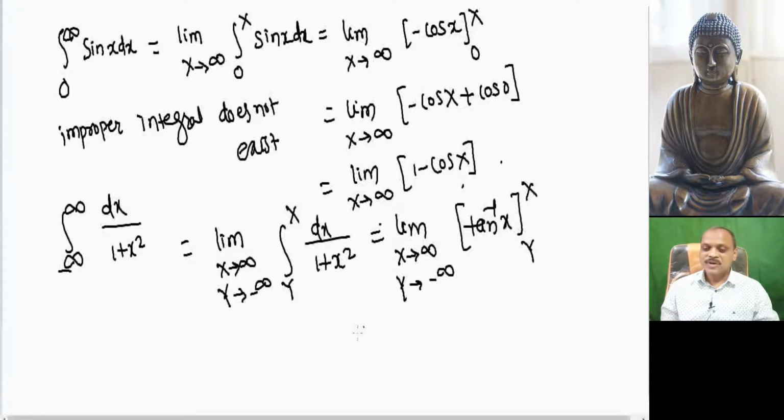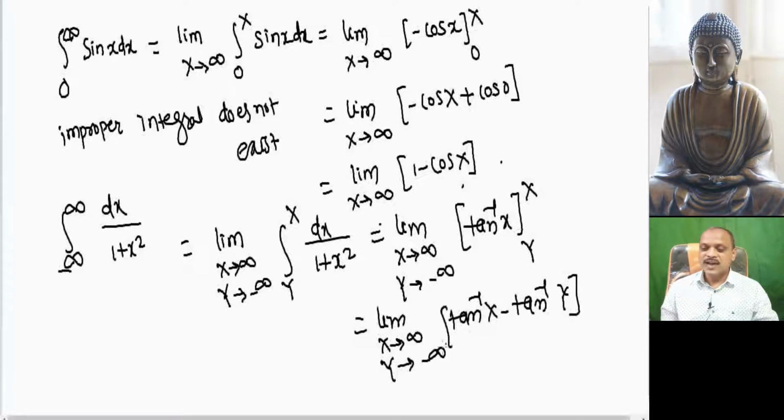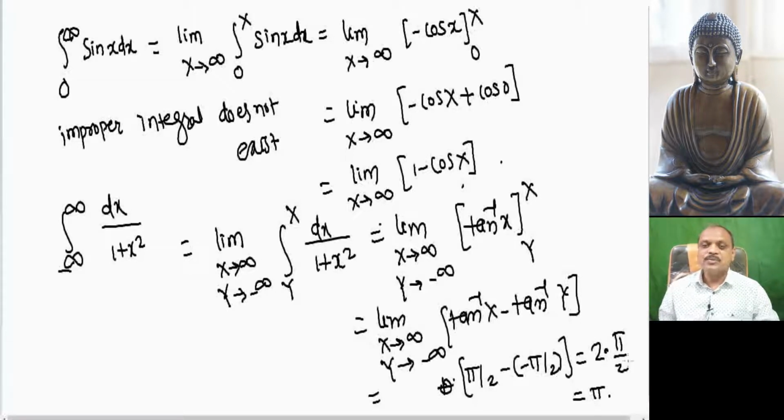Limit as capital X tends to plus infinity and capital Y tends to minus infinity of tan inverse of capital X minus tan inverse of capital Y. At plus infinity, tan inverse is pi by 2, and at minus infinity we have minus pi by 2. Minus minus plus pi by 2, so this is 2 into pi by 2, and we have the limit is pi. The limit exists and therefore the improper integral is a convergent integral.